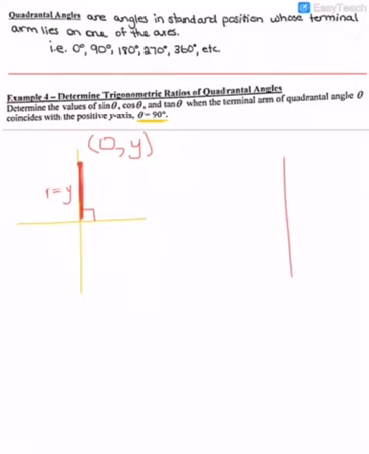Remember that in a normal reference triangle, your r would be the radius right here, and the y is the vertical height. But when this has been moved to a point on the y-axis at 90 degrees, now the r and the y are the same.